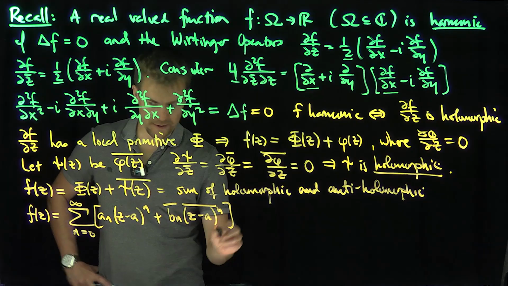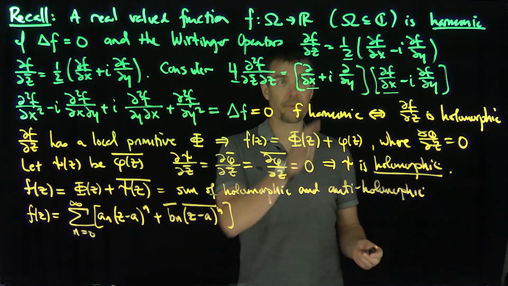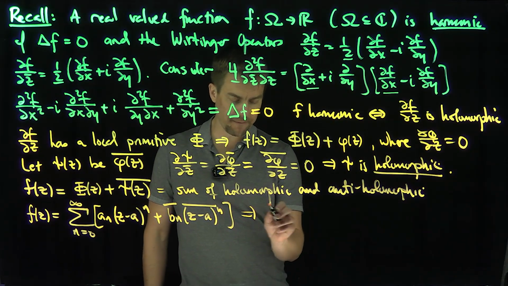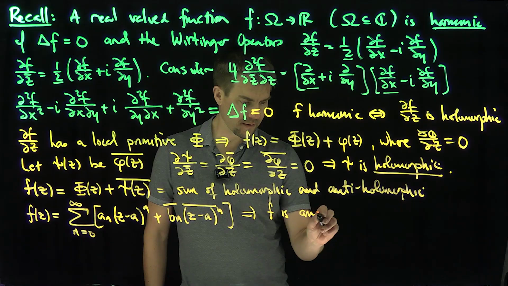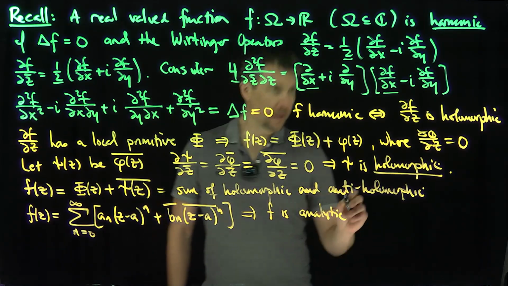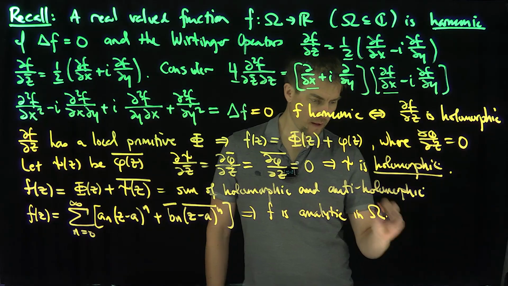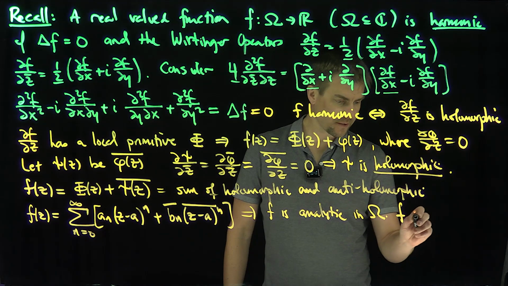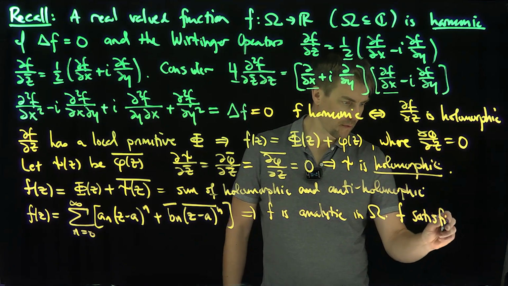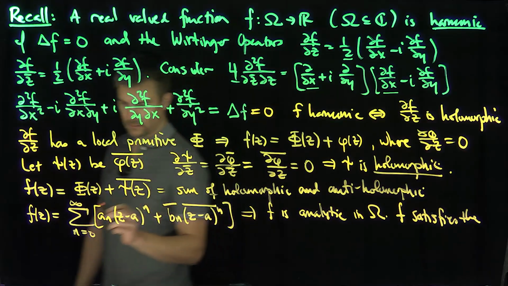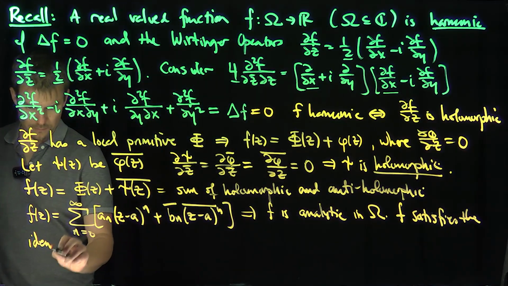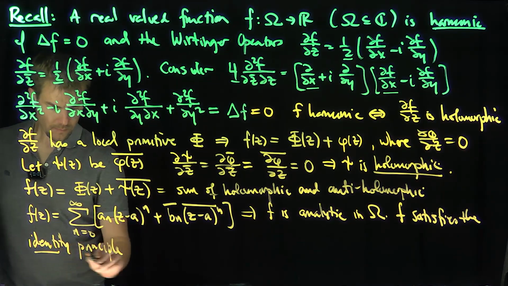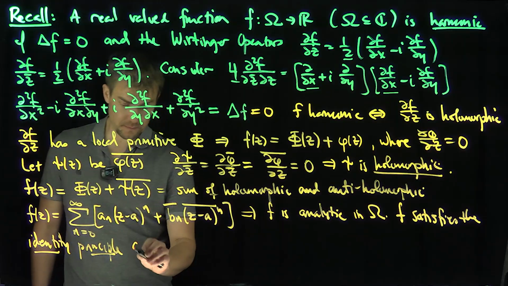In particular, this gives me a quick proof that in the plane at least, every holomorphic function is also analytic, right? So this implies that f is analytic in omega. And that, of course, allows me to conclude that it satisfies the identity principle as well, right? So f satisfies the identity principle. And therefore, zeros can't accumulate.